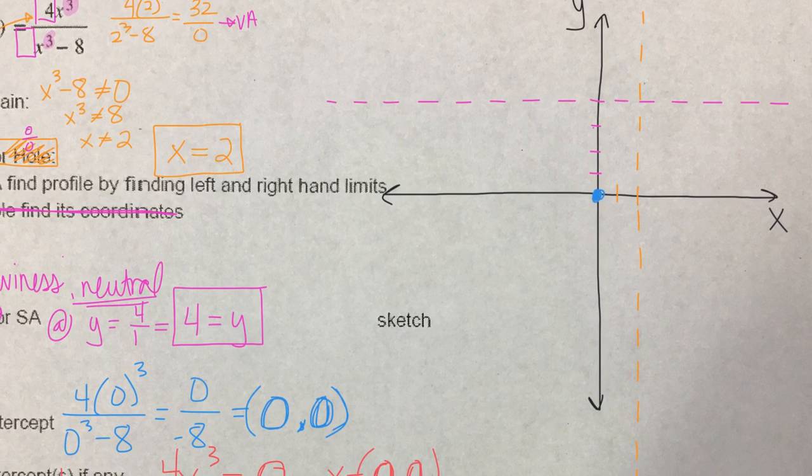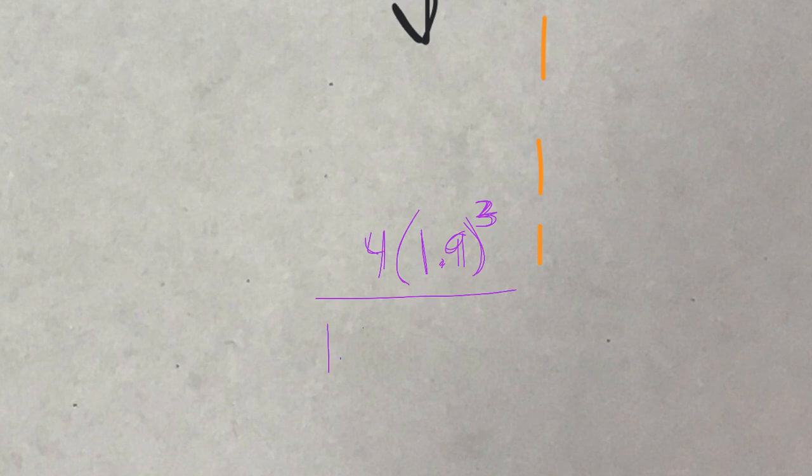Now we have this question about the profile. So the profile is what is happening with the x's on the left or the right side of your asymptote. Okay, and that's going to answer our profile question. So what we do is we plug in a number a little bit to the left of our asymptote. So maybe 1.9. Since positive 2 is our asymptote, let's try a number like 1.9, which is just a little bit to the left. So 4 times 1.9 cubed over 1.9 cubed minus 8.